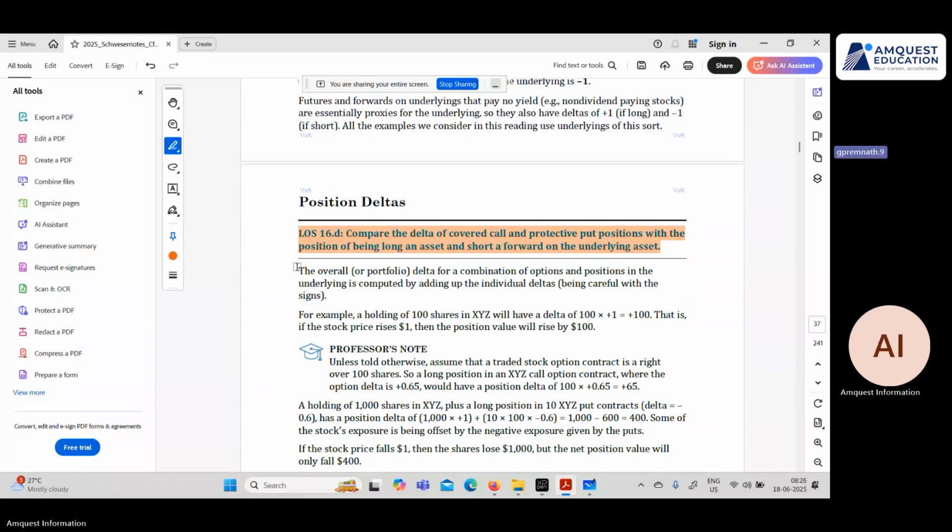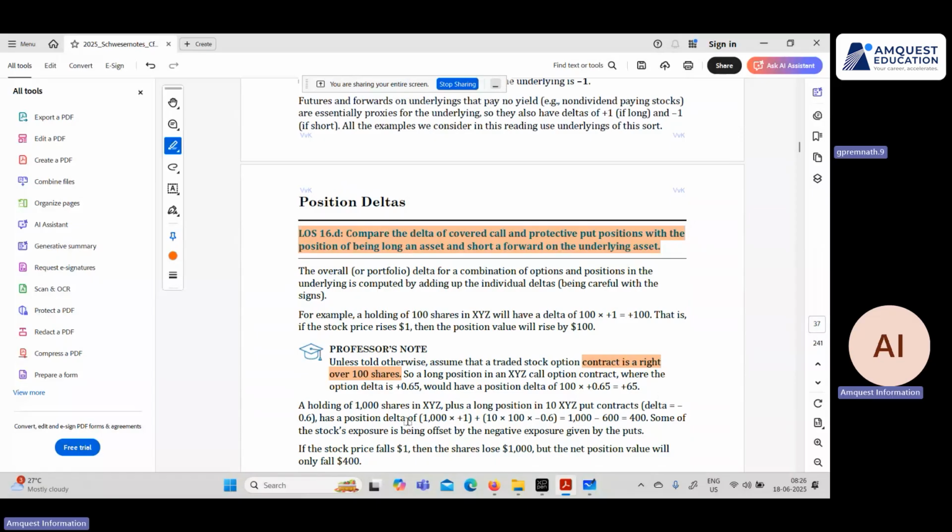A holding of 1,000 shares in XYZ plus a long position in 10 XYZ put contracts, where the delta is equal to minus 0.6, has a position delta of 1,000 into 1 plus 10 into 100 into minus 0.6. Why is this happening over here? Because you have 10 put contracts. Shouldn't it just be 10 into minus 0.6? Yes, but the note says that the contract has a right over 100 shares. Look at this line.